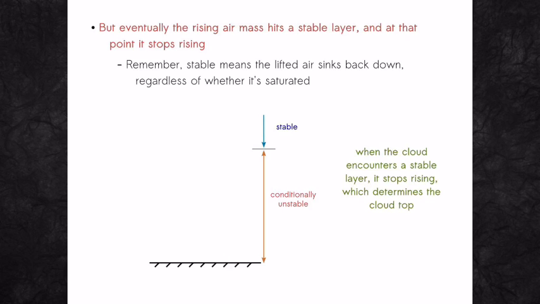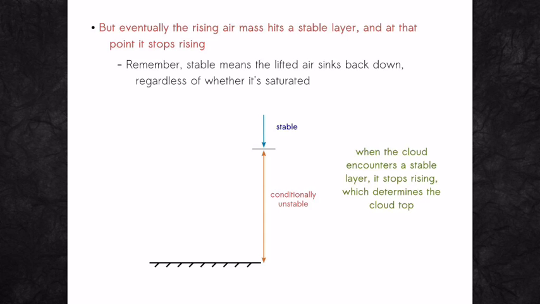But if we happen to hit a layer where it's stable, remember stable means that the air always wants to sink. It always wants to fall back down, regardless of whether it's cloudy or not. So dry air falls back down, cloudy air falls back down as well. And so the cloud, once it hits the stable layer, just won't go any higher. So it might look something like this.